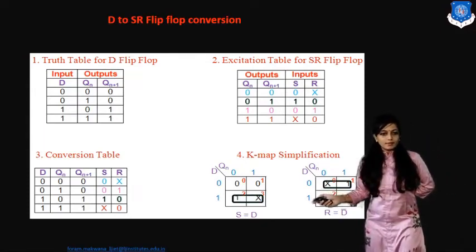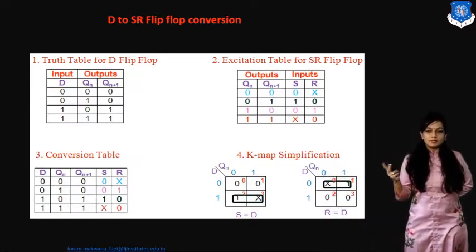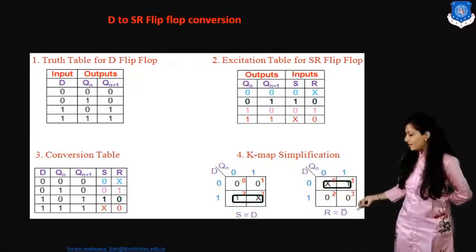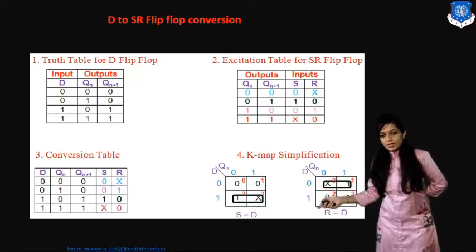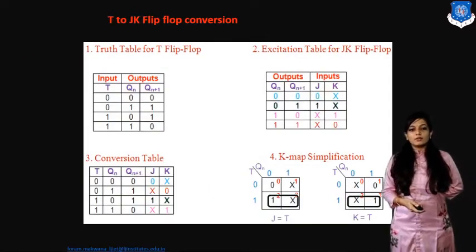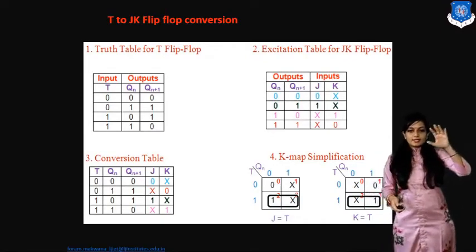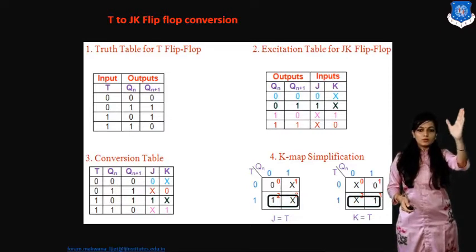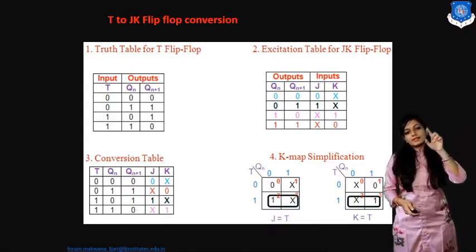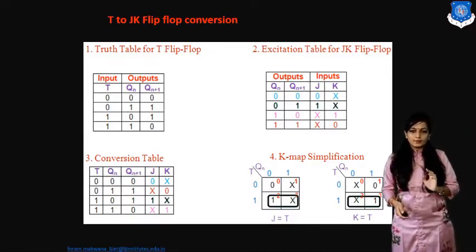What you require is the value of D and Qn, so it is a two variable K map. Write accordingly for S and R. You are able to identify that S is equal to D, R is equal to D dash. So if we want to convert that into the form of a circuit, it is like an SR flip flop, and we need to convert this SR from a D flip flop: connect S directly and R with the NOT gate. Okay.